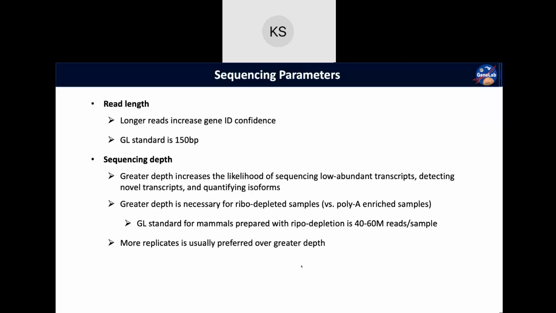And just a side note here, if you have a certain budget and you're doing a sequencing experiment, and you have the option of sequencing an extra 5-10 million reads per sample or adding on more biological replicates, always prefer more biological replicates.